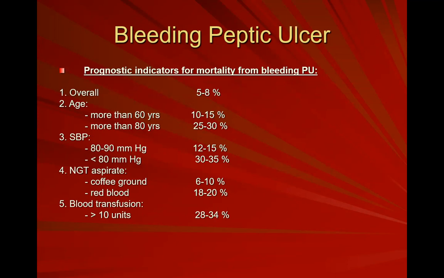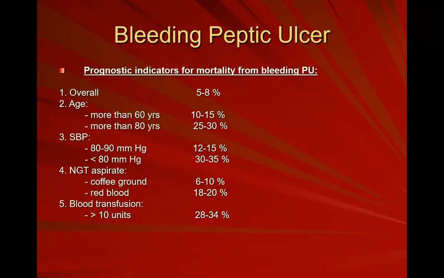So as you can see over here, there are certain things that are associated with poor prognosis. So age, as we said, the presence of also systolic blood pressure hypertension, because it would signify the magnitude of the bleeding, of the ongoing bleeding.